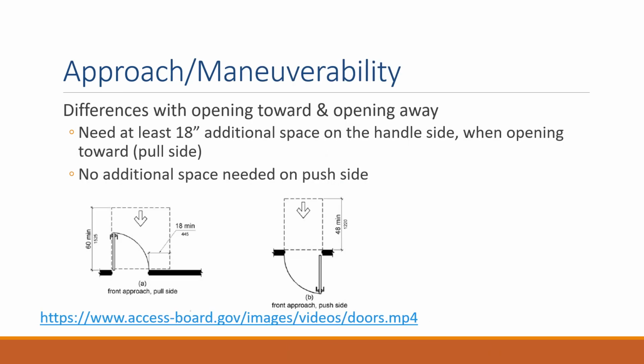I mentioned earlier that changing the direction of the door may be an option to make it easier to enter through a door or even to help maneuver around a doorway. Here are a few things to think about when changing how a door opens, whether it's opening towards you or away. When opening the door towards you, there needs to be at least an additional 18 inches on the handle side, like it's shown in figure A on the left side. However, when pushing the door open away from you, you don't need any additional space, which is kind of nice.